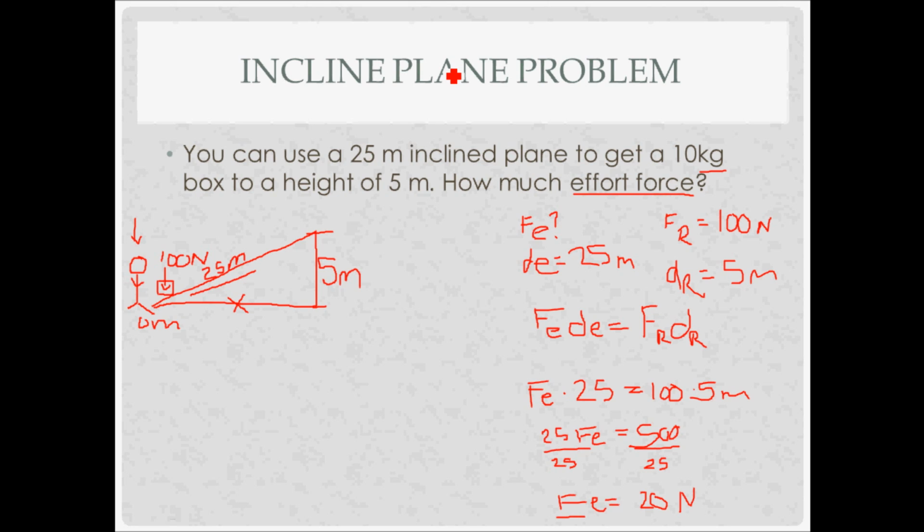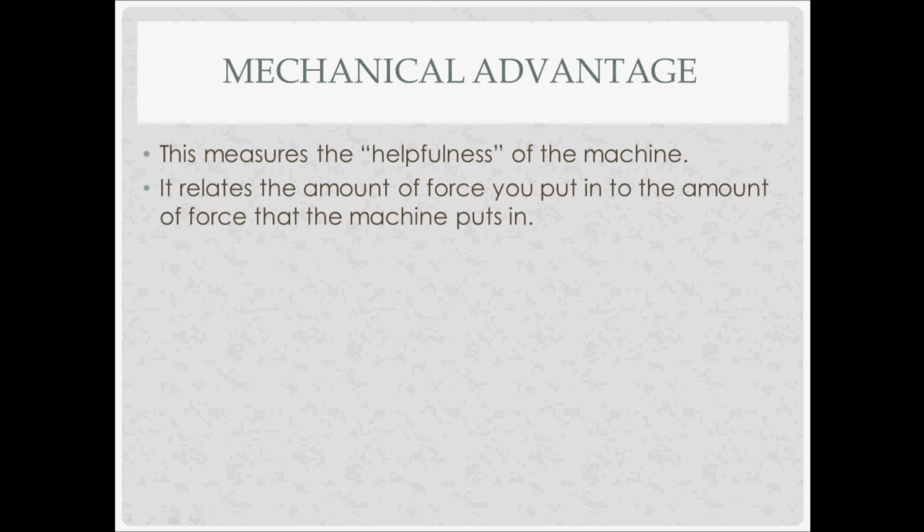Alright? Now there's one last thing that I want to reference, and that's something called mechanical advantage. This measures the helpfulness of a machine. Okay? It relates to the amount of force you put in to the amount of force that the machine puts out. The more helpful a machine is, the less force you have to apply. Because usually that's the hard thing for you to overcome, is the force. Because if you have to walk a longer distance, that's not necessarily an impeding factor. But if you can't lift the object, period, that is an impeding factor. So you want to reduce the force with a machine.